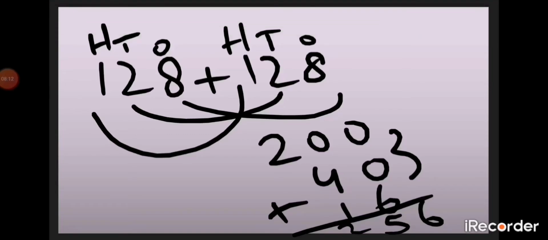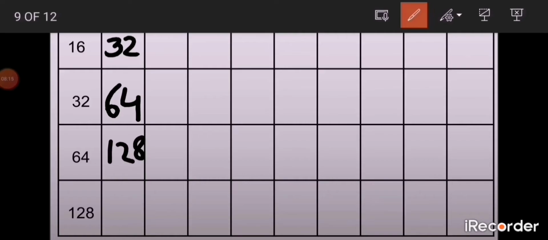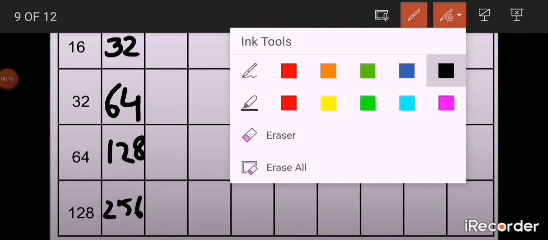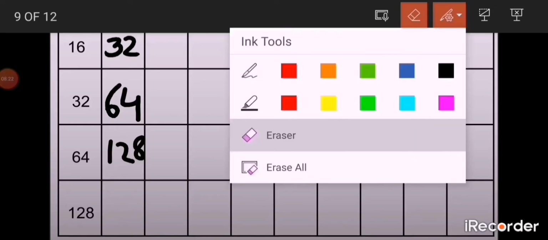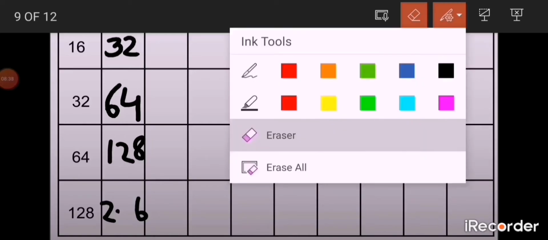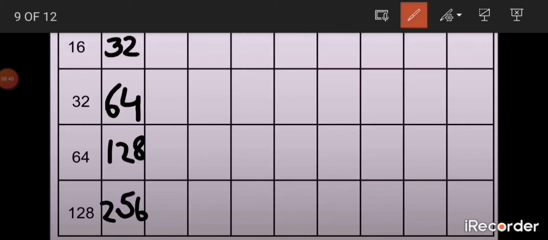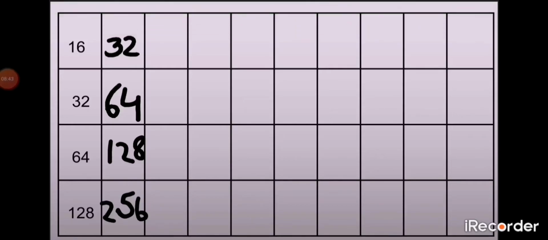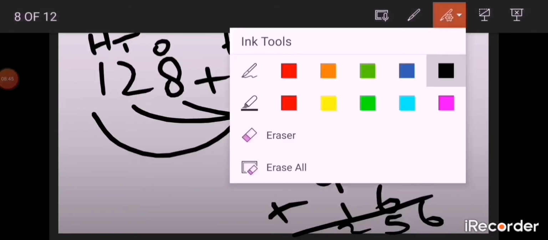So, double of 128 is 256. Let me write it neatly. I have not much space. You can write it very neatly in your notebook. 256. So, 256.